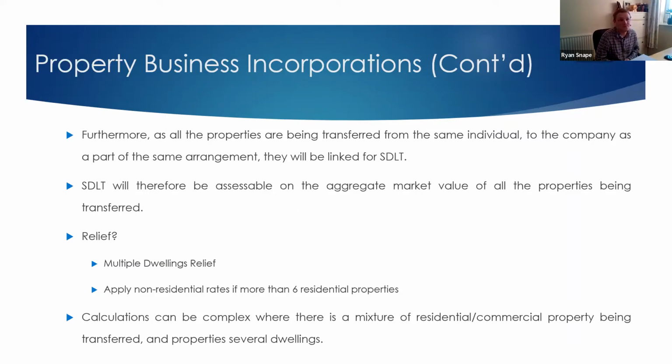So what can we do in order to mitigate that? Well, Laura's touched upon a couple of these already. If we just have a single individual with a property portfolio, so they own those properties outright, well, we might look at multiple dwellings relief. So we'd look at assessing the SDLT on the average value where there's lots of residential dwellings. And also if there's 6 or more dwellings, we could also look at applying the non-residential rates to the total value of the transaction to see if that gives us a better result than multiple dwellings relief.